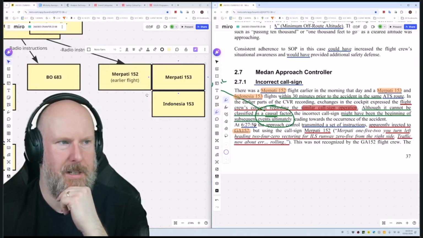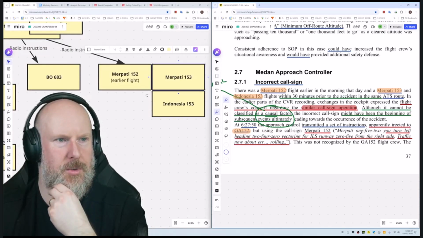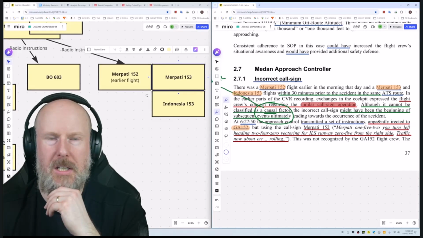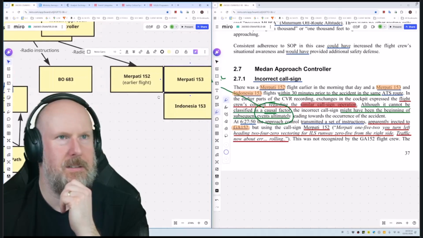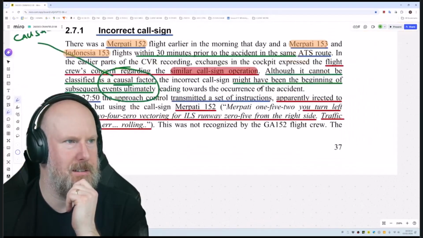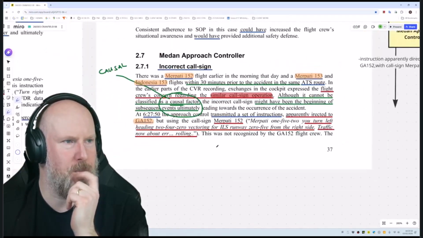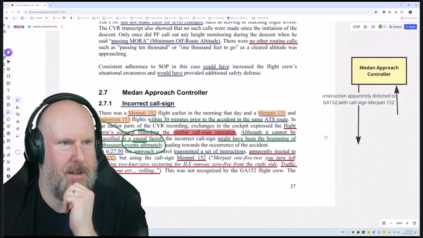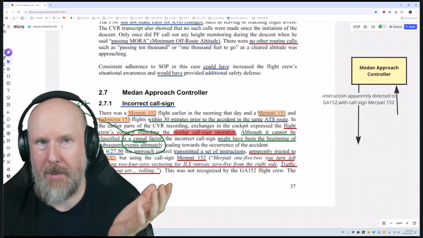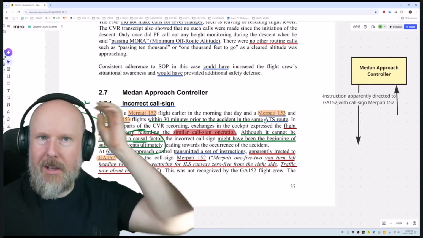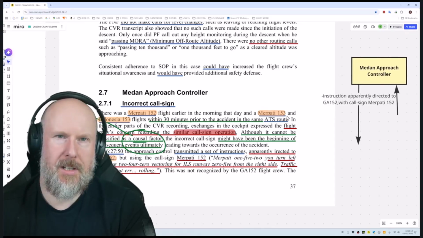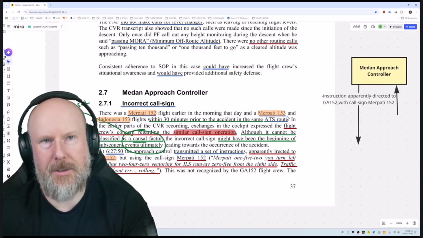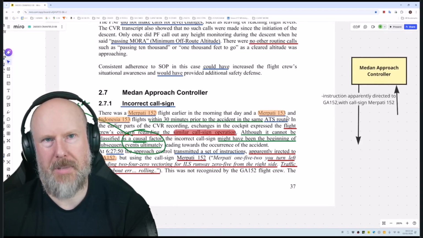Okay, and at 06:27:50, the approach control transmitted a set of instructions apparently directed to GA152. So I'll just make this bigger so you can see it. This was not recognised by the GA152 flight crew, as you would expect, because they're not listening for GA152. Well, I say not listening. Of course they're listening, but they're not necessarily tuned to it. If they don't shout your name across the room, you're not going to pick up and listen to it, are you?